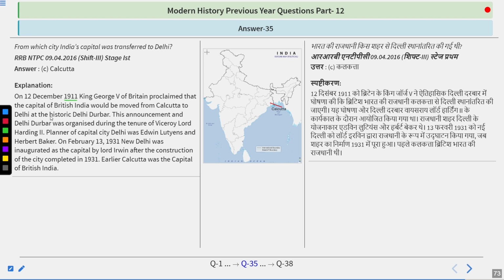would be moved from Calcutta to Delhi at the historic Delhi Darbar. This announcement and Delhi Darbar was organized during the tenure of Viceroy Lord Hardinge II. Planner of capital city Delhi was Edwin Lutyens and Herbert Baker. On February 13, 1931, New Delhi was inaugurated as the capital by Lord Irwin after the construction of the city was completed in 1931. Earlier, Calcutta was the capital of British India. So do remember, the answer is Calcutta.